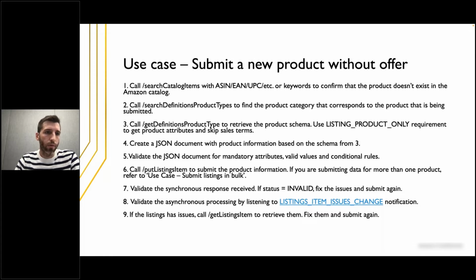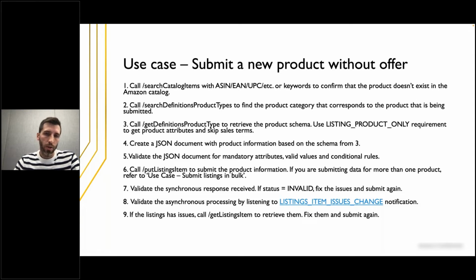Step number 4 and 5 are the same. So creating your JSON document with the product information, validating that everything is correct, mandatory attributes, valid values, and so on. And then step number 6 is again submitting the product to Amazon using the put listings item operation.